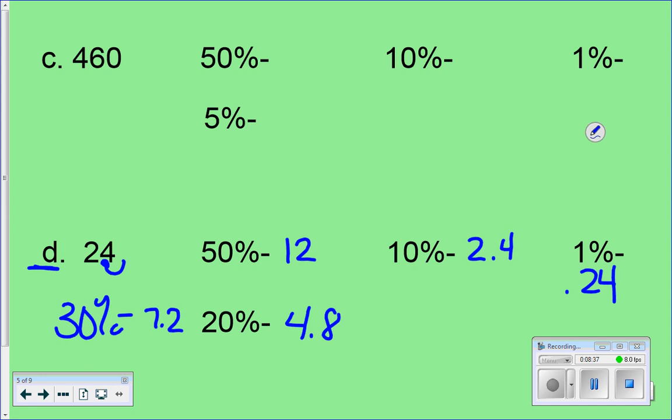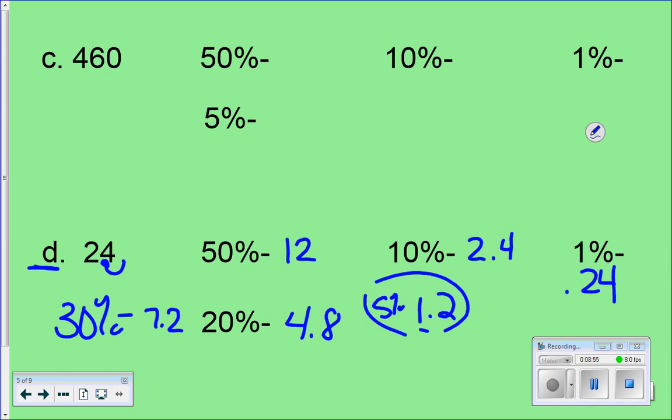What if I wanted to find 5%? I could use my ones. Sure, take that times 5. Could I divide this by half? Yeah, I could divide that by 2 because that's going to give me 5. Divide that by 2, I get 1.2. That'd be 5%.